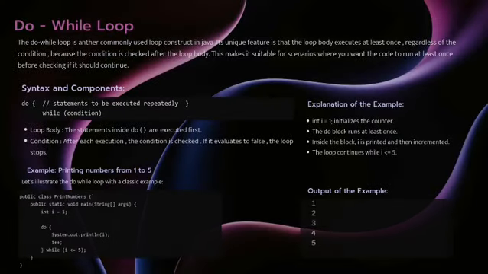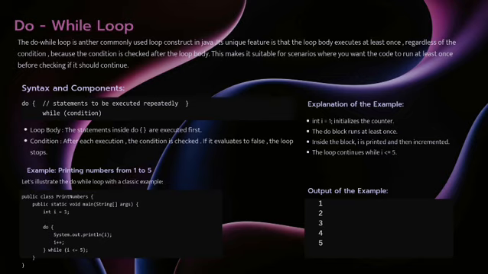Do while loop. The do while loop is another commonly used loop construct in Java. Its unique feature is that the loop body executes at least once, regardless of the condition, because the condition is checked after the loop body. This makes it suitable for scenarios where you want the code to run at least once before checking if it should continue. The loop body statement is inside the do and the condition to check is written along with while.